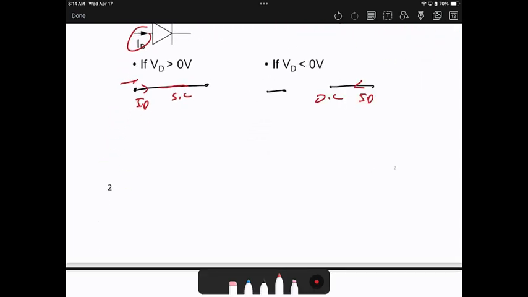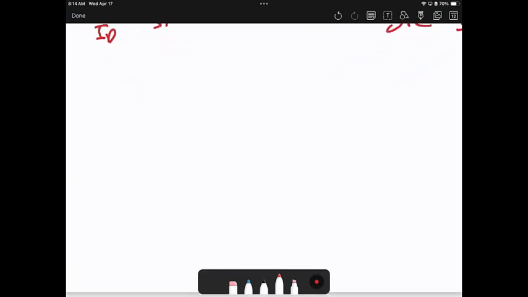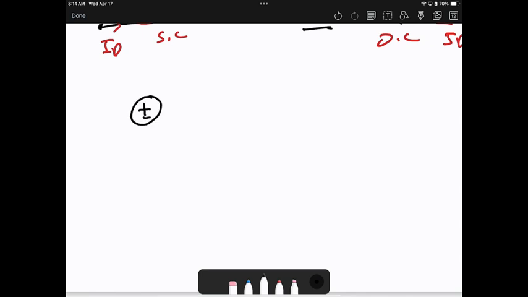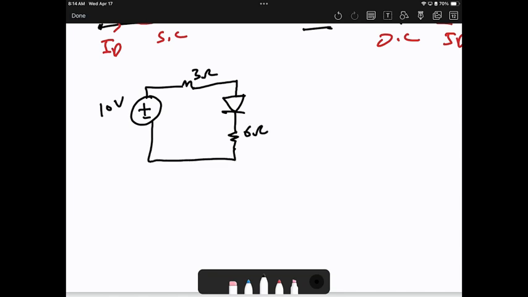Let me write some circuits to see how we can handle it. I'm going to assume some DC circuit analysis, like this example. We have here 10 volts, 3 ohms, here is a diode, and 6 ohms. Now, how can we solve this circuit since we have a diode?